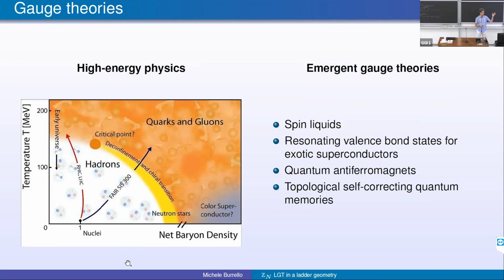In particular, here I am considering the fact that very often quantum spin liquids or exotic superconductors, or more in general quantum antiferromagnets, display properties that are due to the fact that there is an underlying gauge theory describing the low energy properties of these models, and also concerning topological self-correcting quantum memories like the toric code. This is indeed a case of gauge theory.